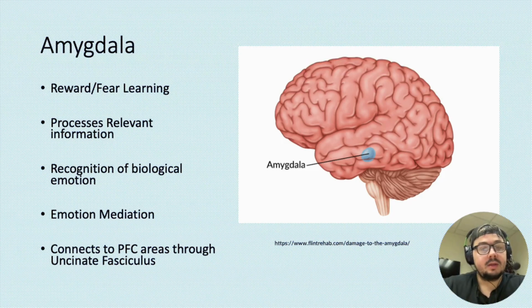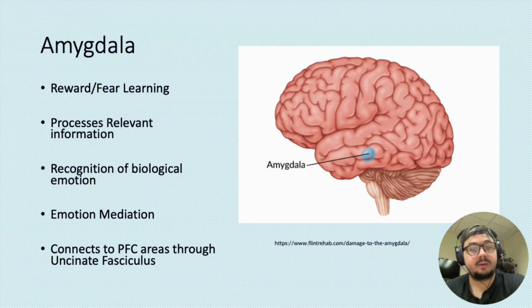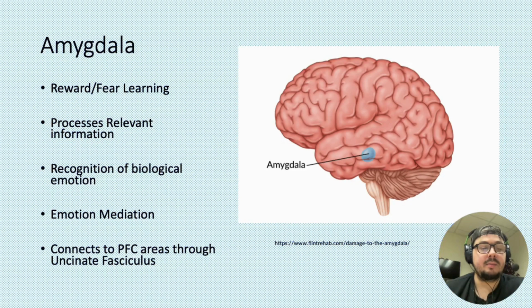Next we have the amygdala's ability to recognize biological emotion, most notably in the face. So the amygdala can help us recognize emotion in other people and their faces. The amygdala is one of the first areas where information is gathered and then passed through other parts of the brain. Part of the reward center is the orbitofrontal cortex, and the amygdala connects to it through the uncinate fasciculus.